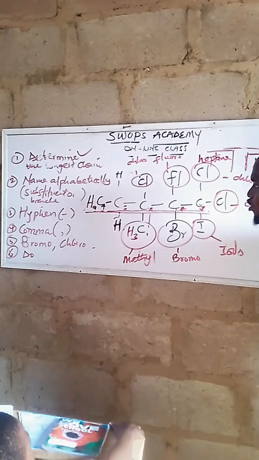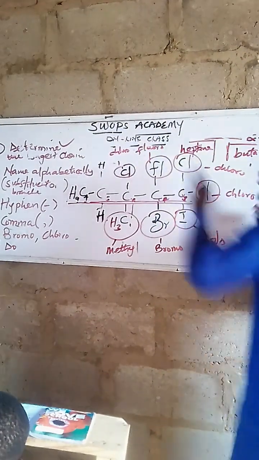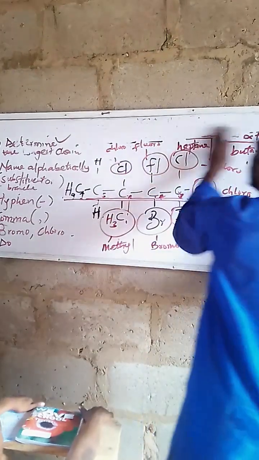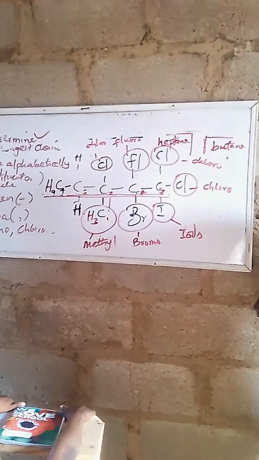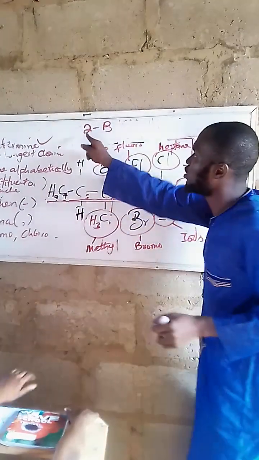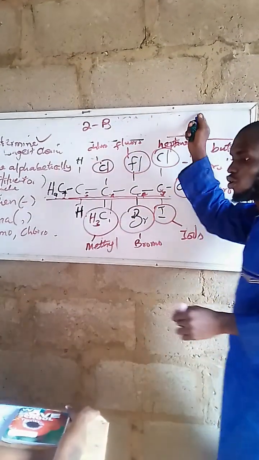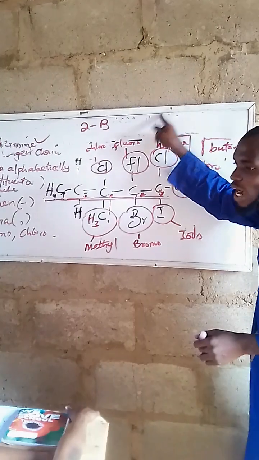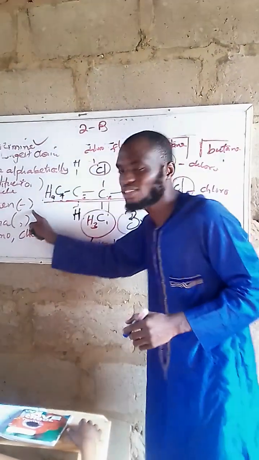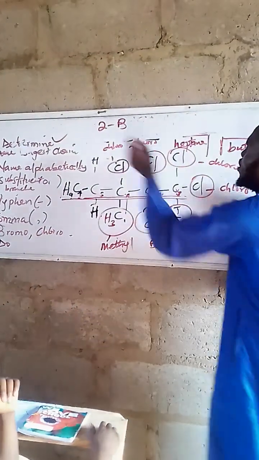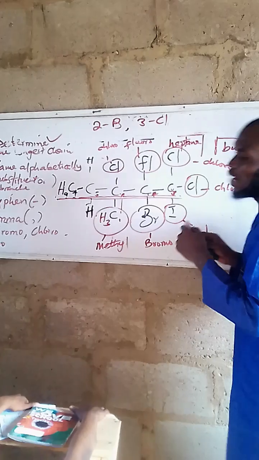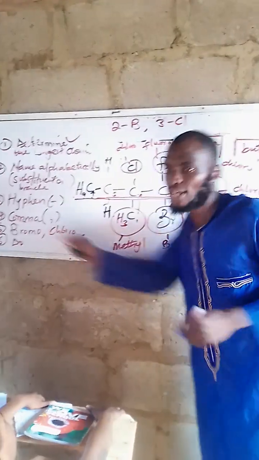Now let's be applying the rule. When we are using hyphen, why are we using hyphen? The use of hyphen is just to separate numbers from alphabet. It is 2-bromo, 2-chloro, 3-fluoro, 4-iodo. You can't say 4 comma iodo. No, we use hyphen. The essence of this rule is to use it to separate 2-bromo, 3-chloro, 4-fluoro, and many more.